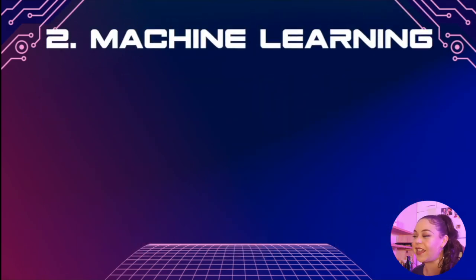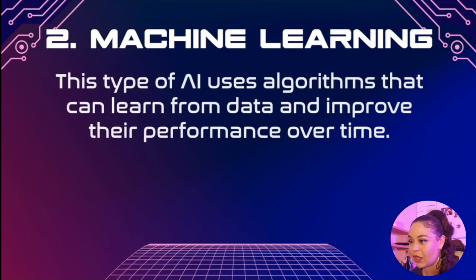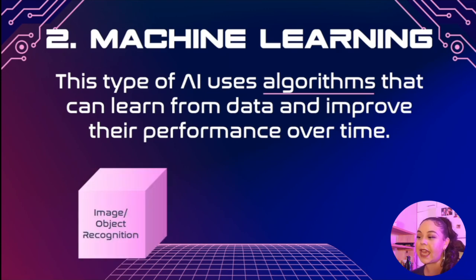So let's talk about the second level, which is machine learning. So this type of AI uses algorithms that can learn from data and improve their performance over time. Let's look at some examples. Again, we see this word algorithms coming up again. So an example would be image or object recognition. So just being able to put in, like, there's a font decoder. So if you don't know what a font is, there is a tool.